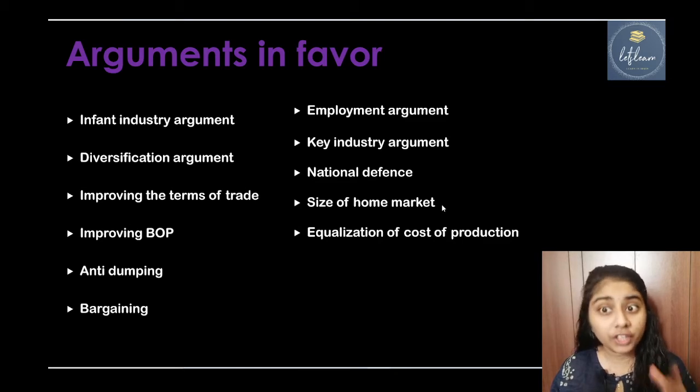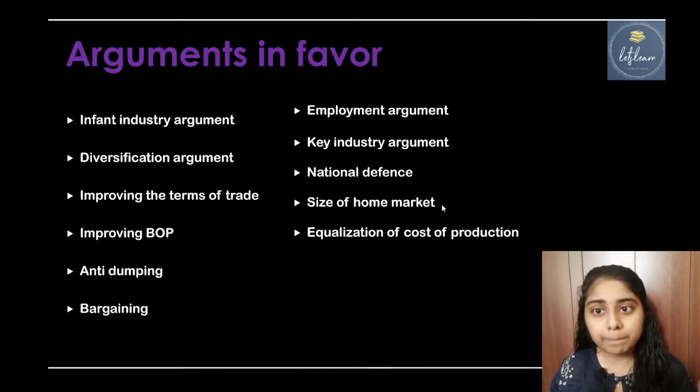So why is protectionism necessary? First one is the infant industry argument, which means that when a company or an industry is at a developing stage or at an initial stage, it needs some protection from other competitive companies who have already grown. So to protect our own industry, we'll be keeping some trade barriers. Second is the diversification argument. In order to diversify our own industry and to develop our economy, sometimes protectionism is necessary. Then comes improving the terms of trade.